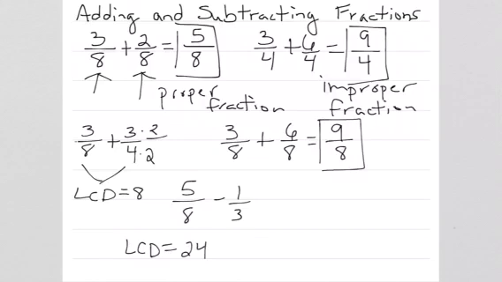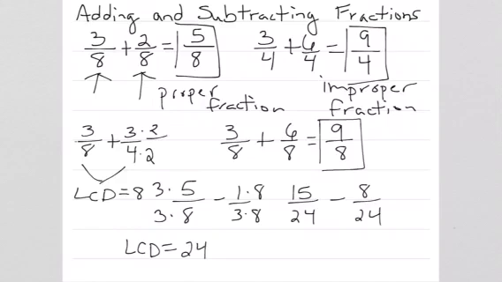Well, we go from 8 to 24, we multiply it by 3. So I also got to multiply the top by 3. And so that gives me 15 over 24. And now to go from 3 to 24, we multiply it by 8. So I also multiply the top by 8. And so that gives me 8 over 24.